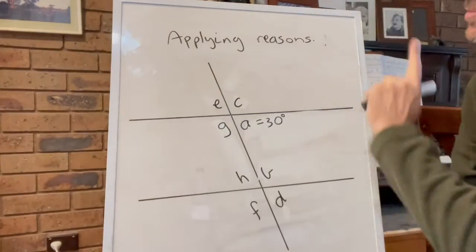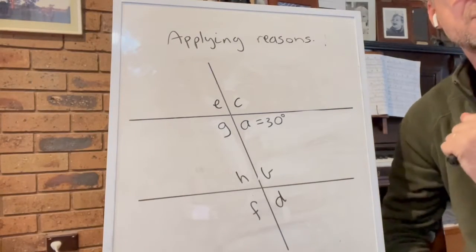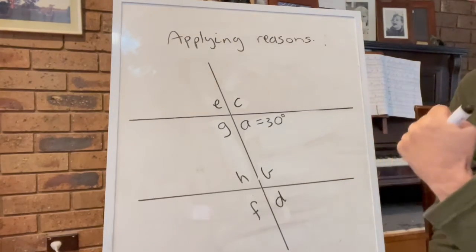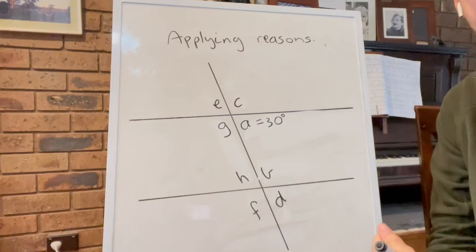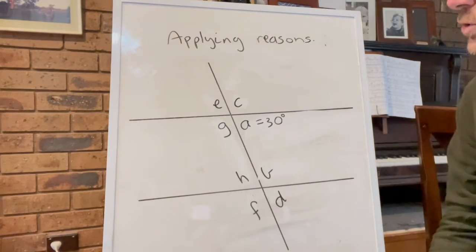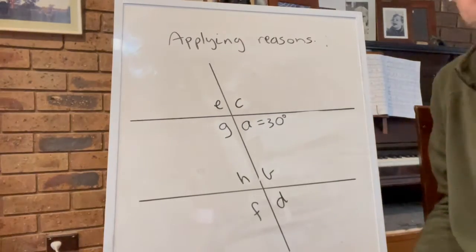Finally, we look at the idea of applying reasons. So one of the questions you will get asked is, what is an angle particularly equal to, okay? And what you have to do is give the answer to that angle, but also the reason that backs up why what your statement is true. So let's have a look at a few examples of this now, okay?